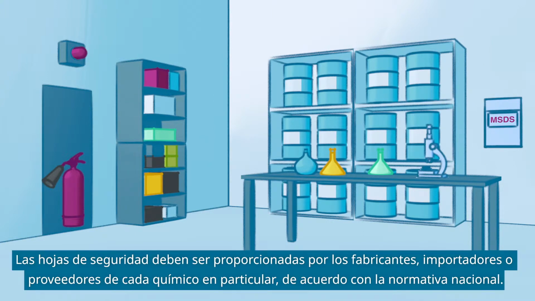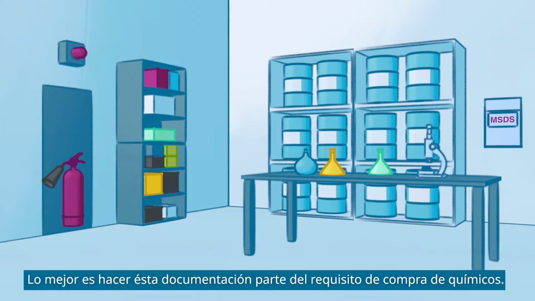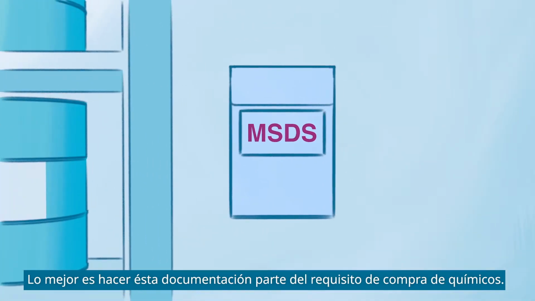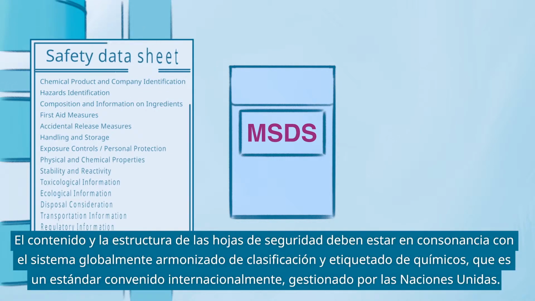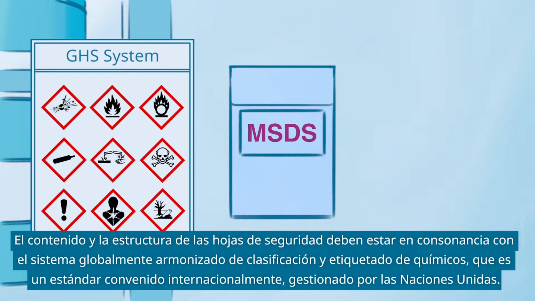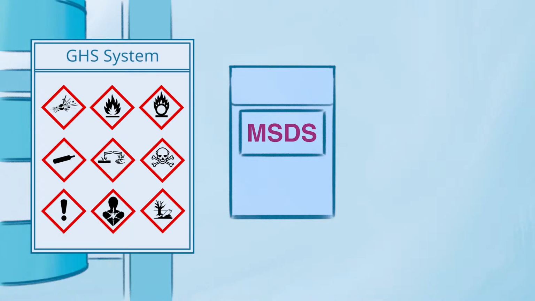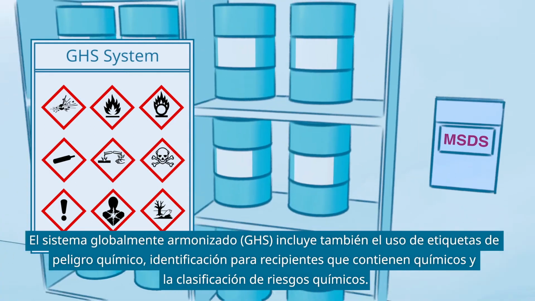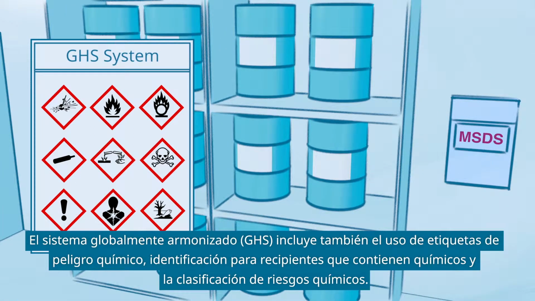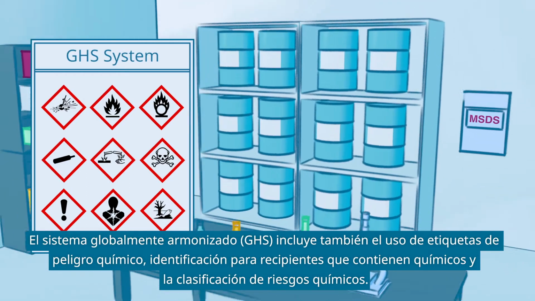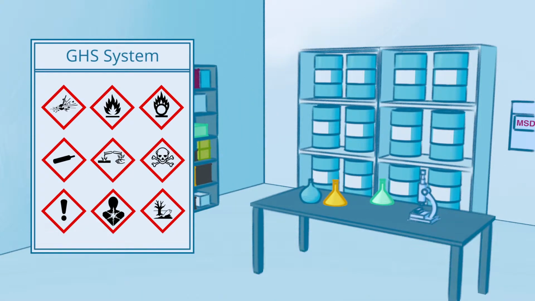The safety data sheets should be provided by the manufacturers, importers, or suppliers of that chemical, according to national regulations. It is best to make this part of your chemical purchase requirement. The content and structure of safety data sheets should be in line with the globally harmonized system of classification and labeling of chemicals, which is an internationally agreed-upon standard managed by the United Nations. The GHS system also harmonizes the use of chemical hazard labels, markings for chemical containers, and the chemical hazard classification.